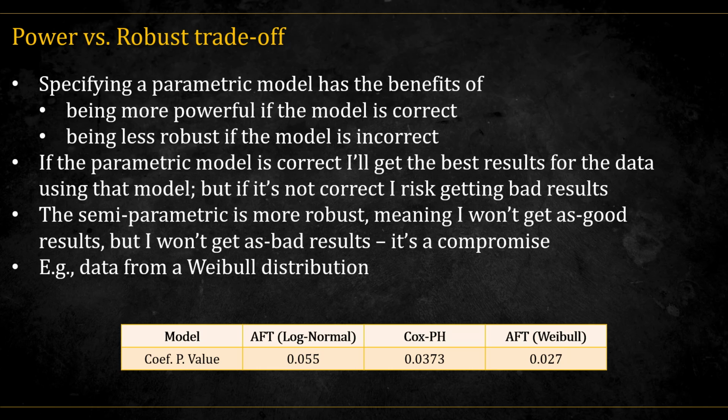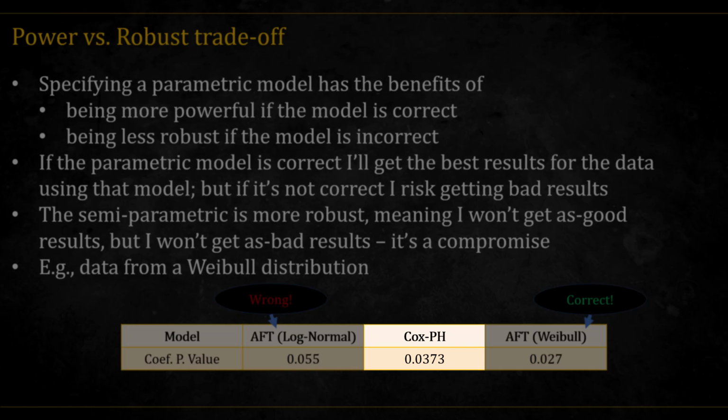The true data comes from an AFT regression with a Weibull distribution. One binary covariate affects the results, and so we would expect to see a significant p-value for that covariate. Not surprisingly, when we model the data with an AFT model that assumes the correct Weibull distribution, we get the smallest p-value, that is, the best results. When we model it using a log normal distribution, we get a non-significant p-value, meaning bad results. The model failed to detect the effect of the covariate. The CoxPH model gives a compromise between the two.